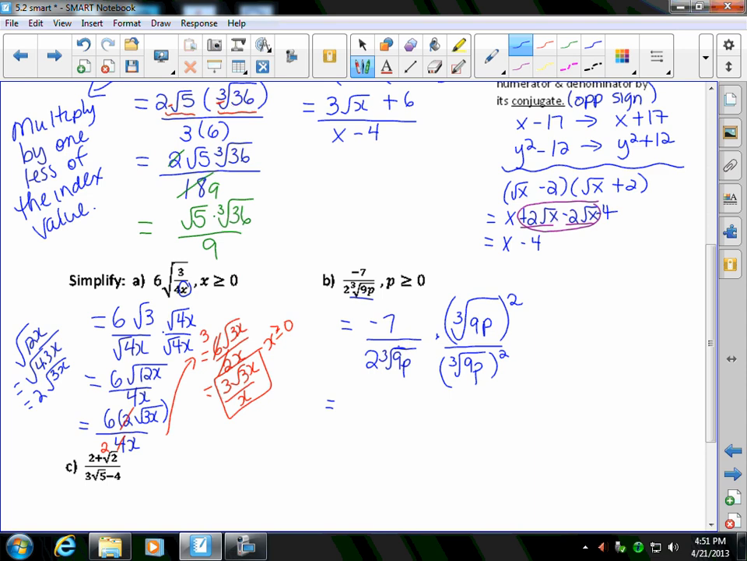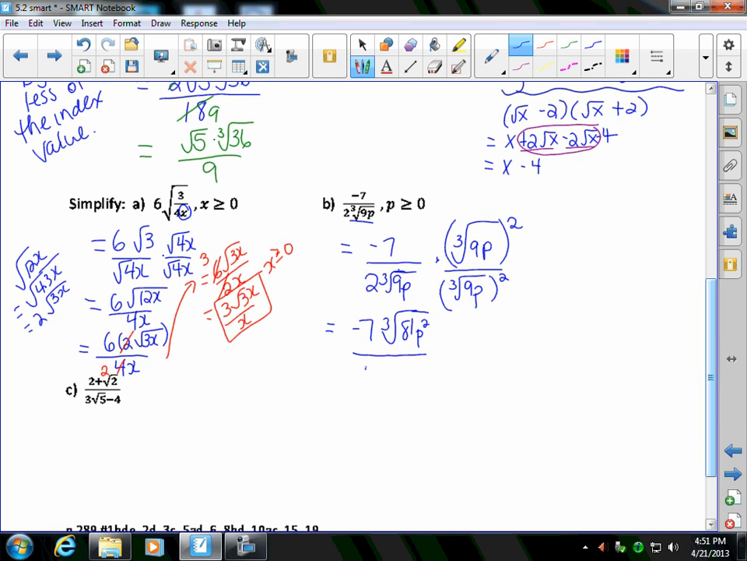So the first thing I want to do is I have to do this cube root of 9p squared. So this equals negative 7 cube root of 81p squared. And on the bottom, I have 2 times. Now remember, the whole purpose of rationalizing the denominator is getting rid of the radical. So this squared and the cube root and the cube root here will cancel each other, so it just leaves me with a 9p.